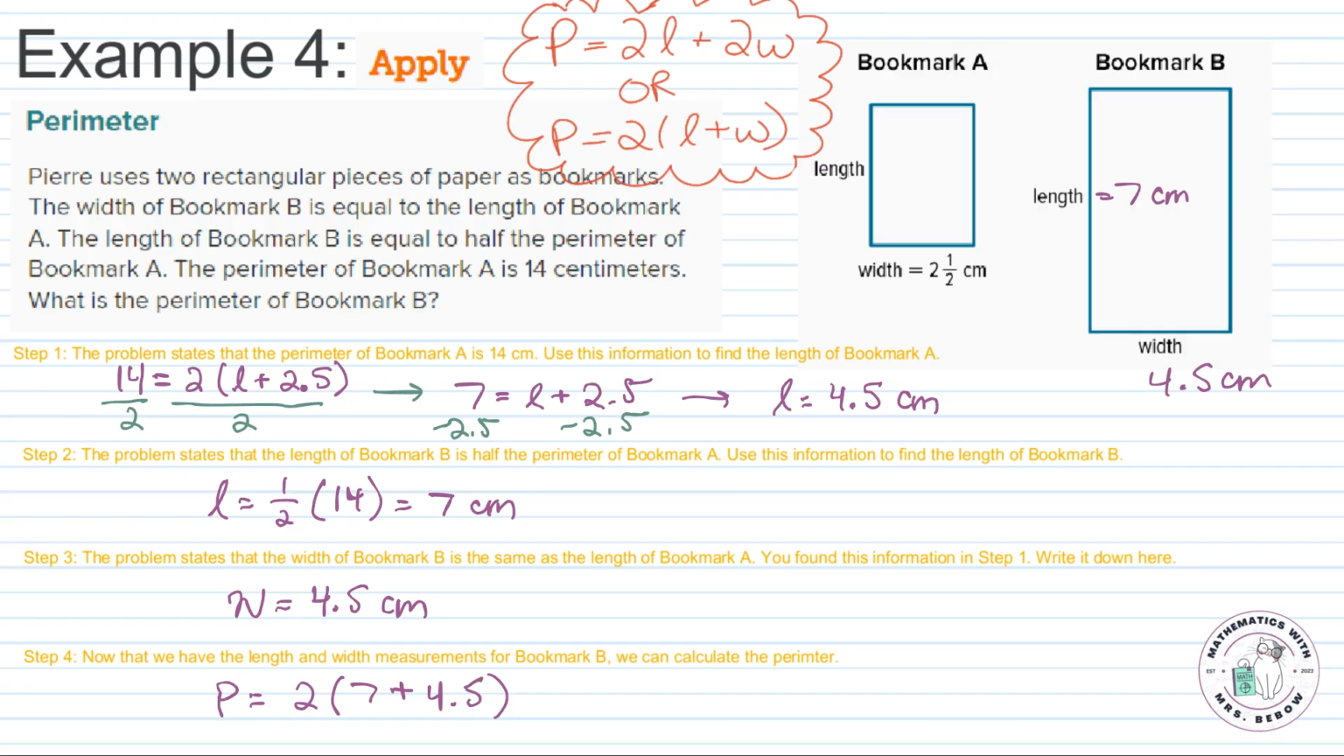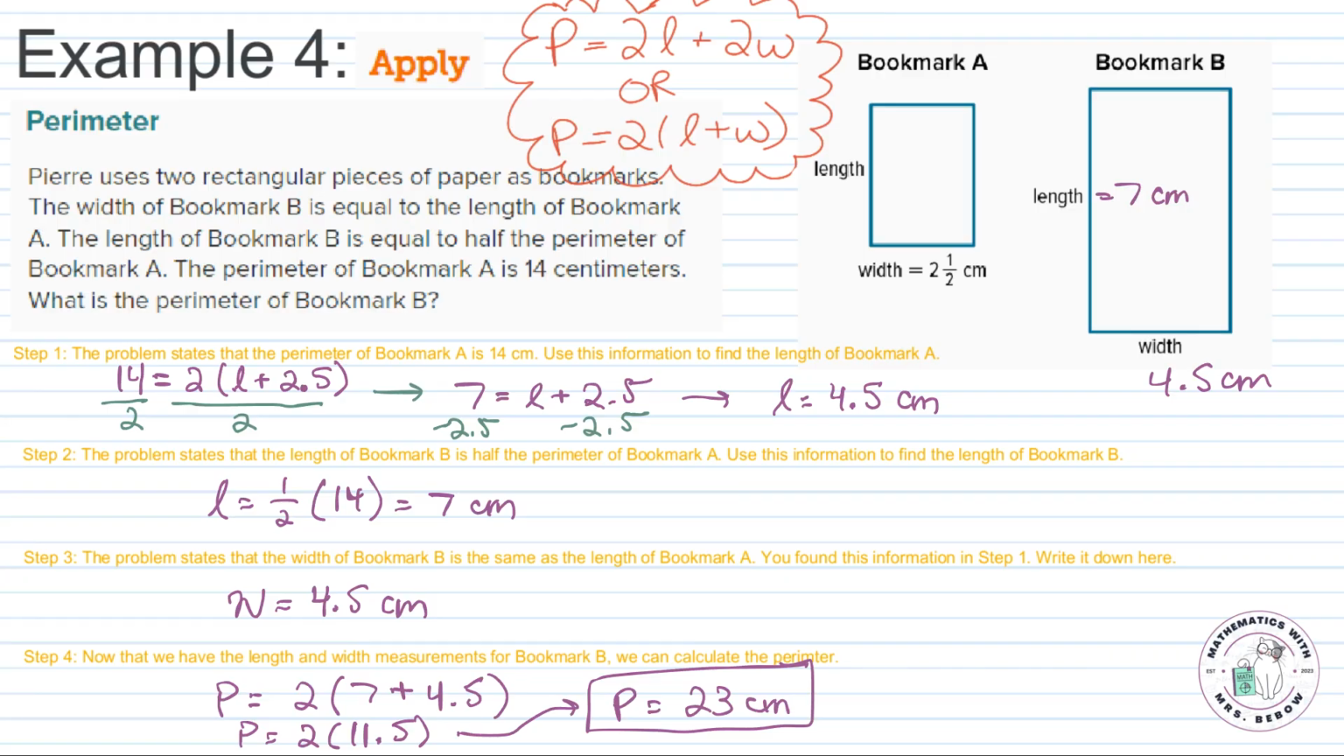And now it's just a matter of solving this, right? So we're going to do the 4.5 plus 7, P equals 2 times 11.5, and then this ends up being 23. So 23 centimeters is the perimeter of bookmark B. So a little bit cryptic of a story problem, but again, just like with any story problem, break it down step by step, reread the information that's given to you, and just do the best you can with it. So 23 centimeters is the answer for this example.